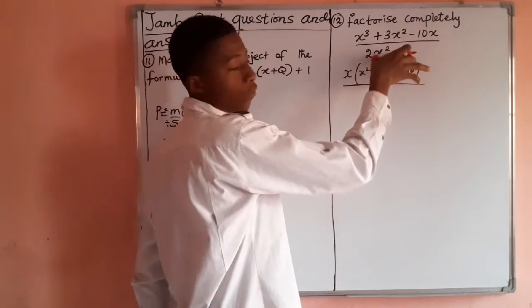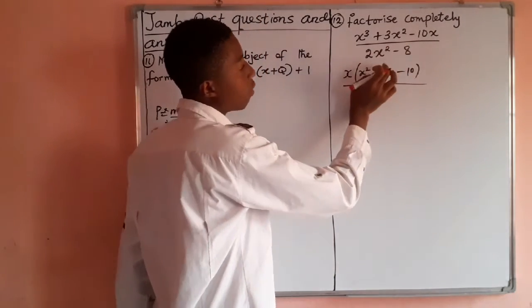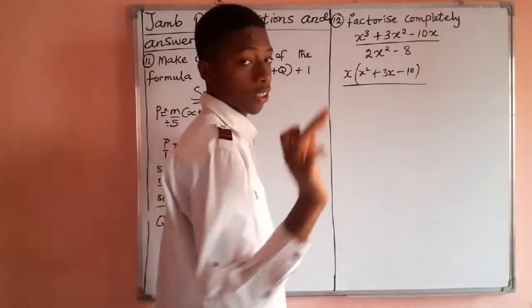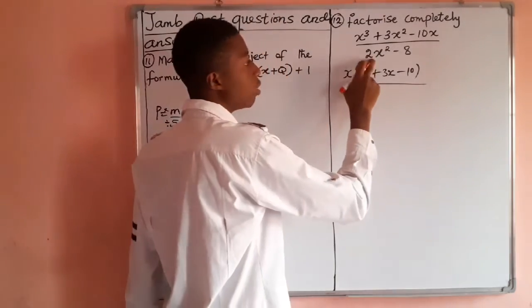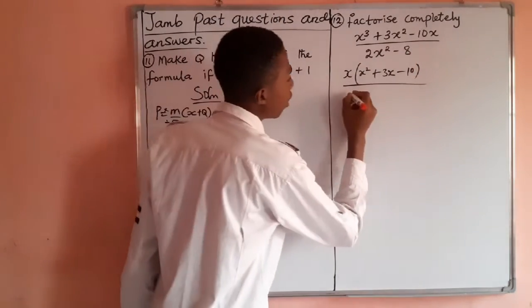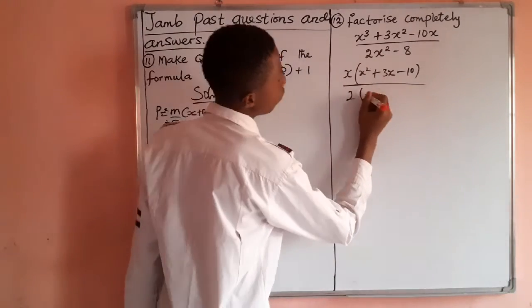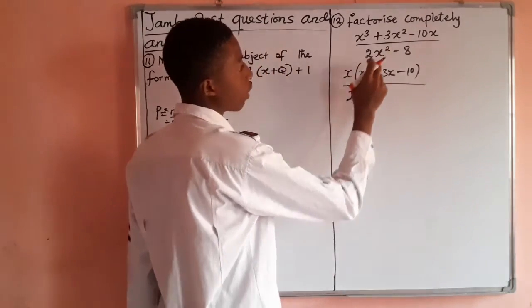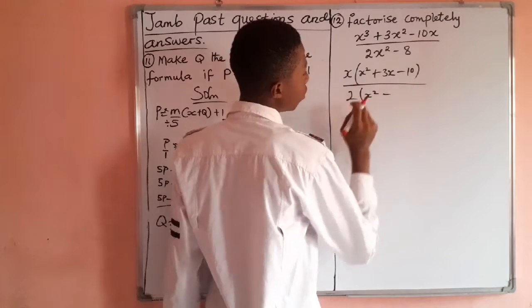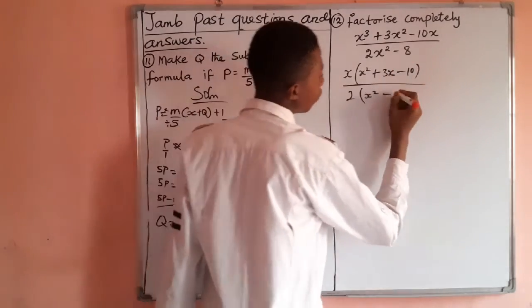Now what is the factor of the below. Here we don't have x, so it can't give us x anymore. 2 is here and 2 can go in this. So literally we have 2 in front. Open brackets. 2 going in this will give you x squared. Because the 2 will cancel 2. Minus 8 divided by 2 will give you 4.